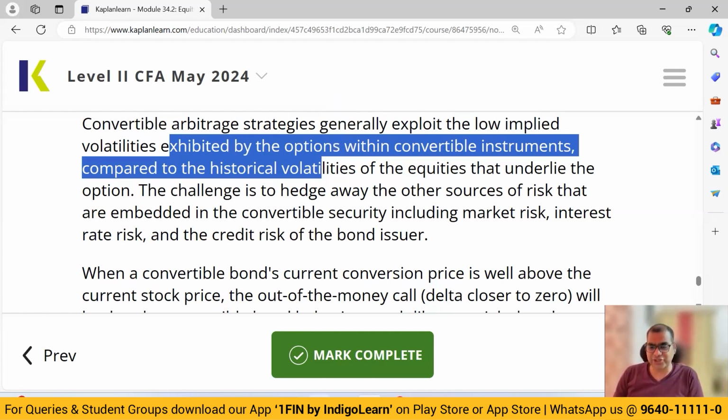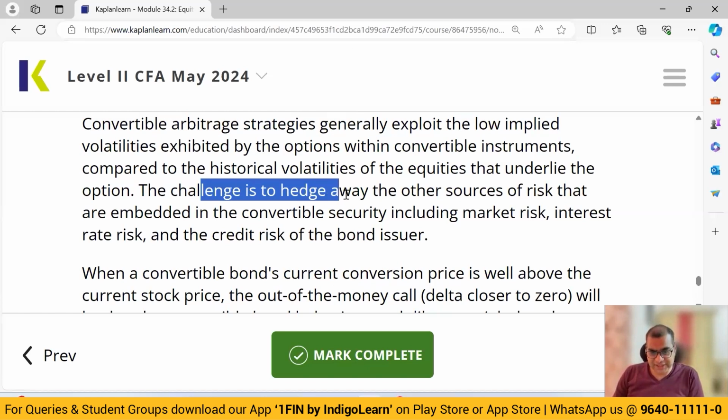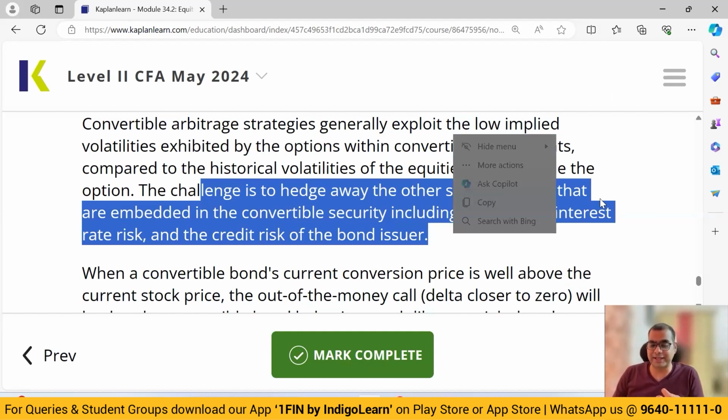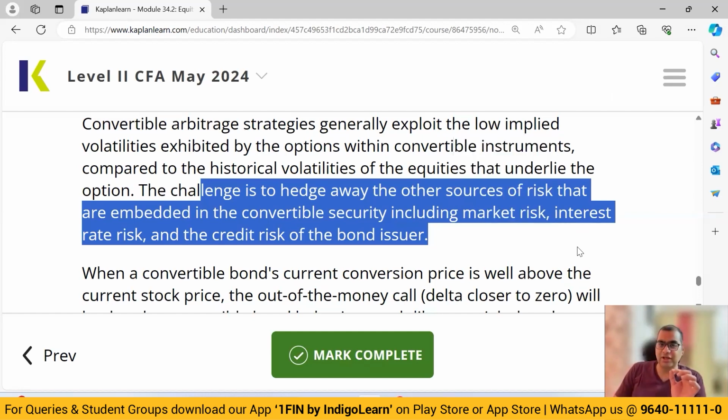If such a situation happens, the challenge is to hedge other sources of risk, which are market risk, interest rate risk, and credit risk of the bond issuer. When you're shorting equity or buying a convert and somehow hedging the convert, it is very difficult to hedge the interest rate risk, credit risk, and market risk. Here you are trying to play on the implied volatility. The option value has to go up. It is right now very less.